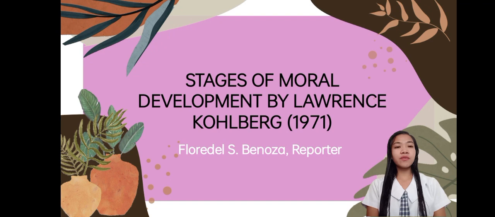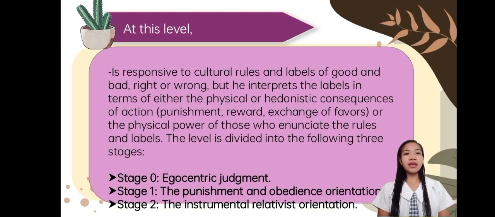The stages of moral development has three levels: the pre-conventional level, conventional level, and the post-conventional level. First, let us go to the pre-conventional level. The pre-conventional level is responsive to cultural rules and labels of good and bad, right or wrong, but he interprets the labels in terms of either the physical or hedonistic consequences of action, punishment and reward, exchange of favors, or the physical power of those who enunciate the rules and labels.